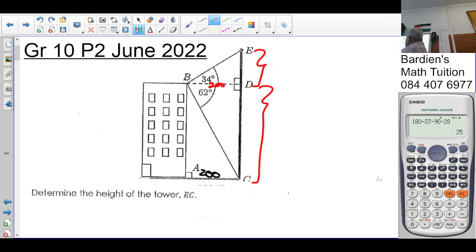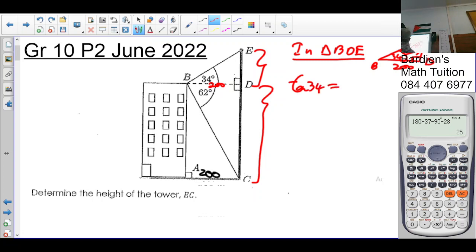You guys understand? So I'm just going to draw here triangle BDE. Again, you don't have to do this, it's just like a guide. Which trigonometric function uses opposite and adjacent? Tan. So tan of 34 degrees equals opposite, which is ED, over adjacent, which is 200. Cross multiply. So ED is equal to 200 tan 34 degrees.